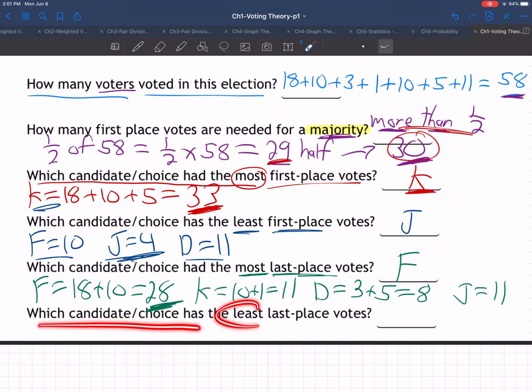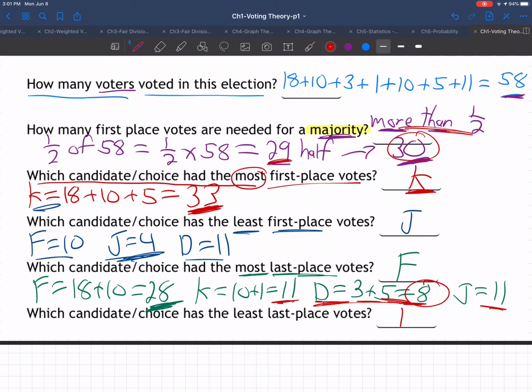Final question. Which candidate has the least last place? Well, we just did all the last place numbers, so this should be easy. Who has the least last place? 11, 8, 11, we'll definitely here, 8, D, who has 8. So D has the least last place votes.